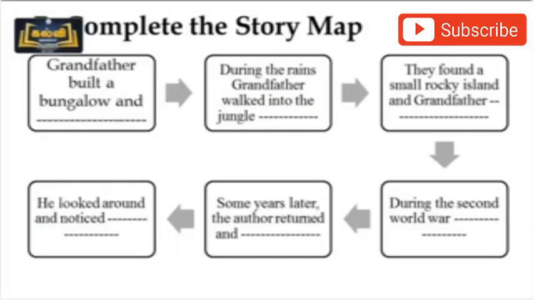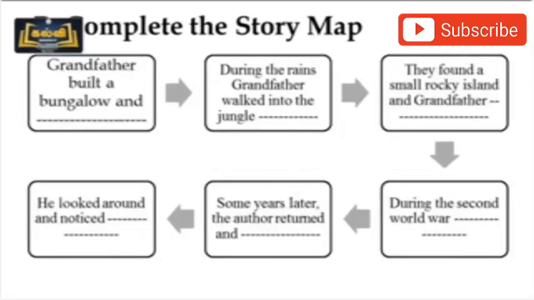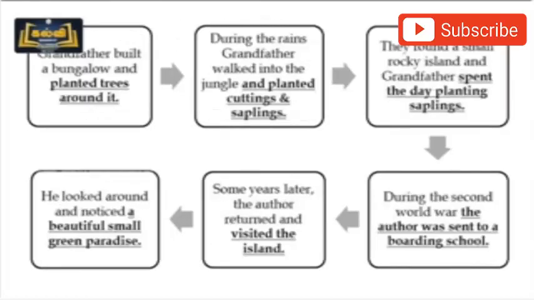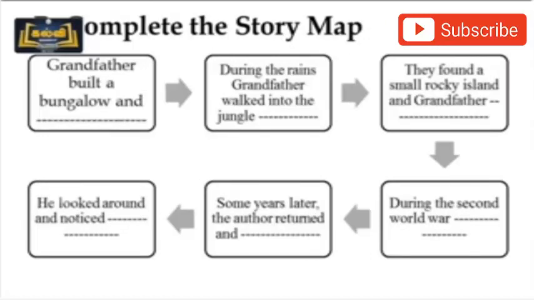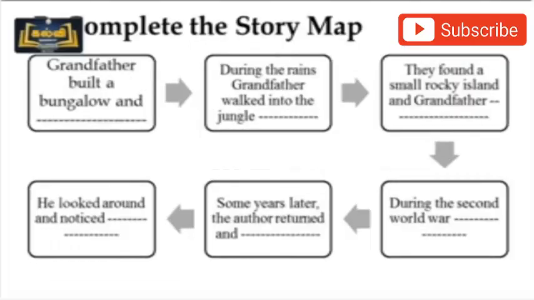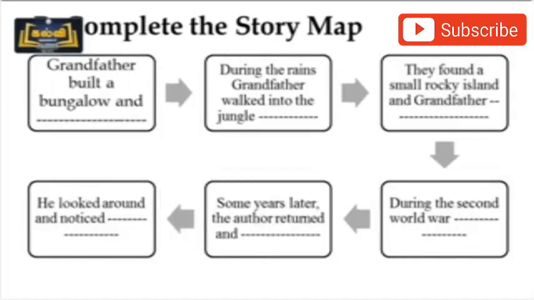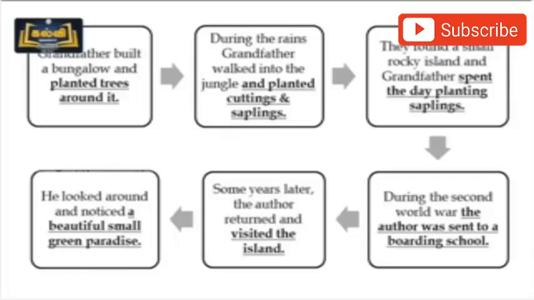Grandfather built a bungalow and planted trees around it. During the rains, grandfather walked into the jungle and planted cuttings and saplings. They found a small rocky island and grandfather spent the day planting saplings. During the Second World War, the author was sent to a boarding school. Some years later, the author returned and visited the island. He looked around and noticed a beautiful small green paradise.